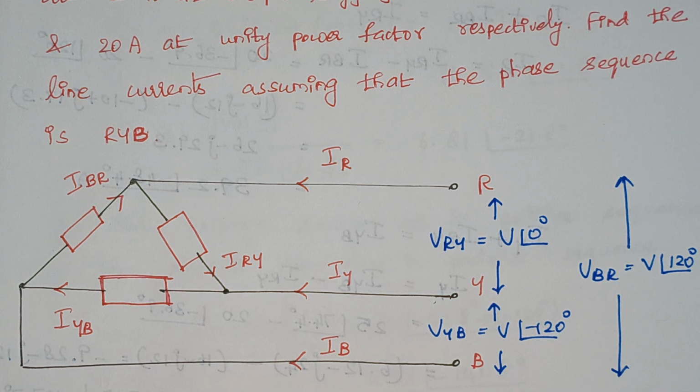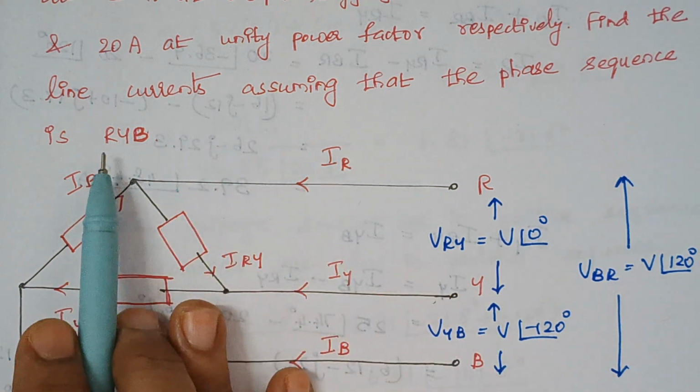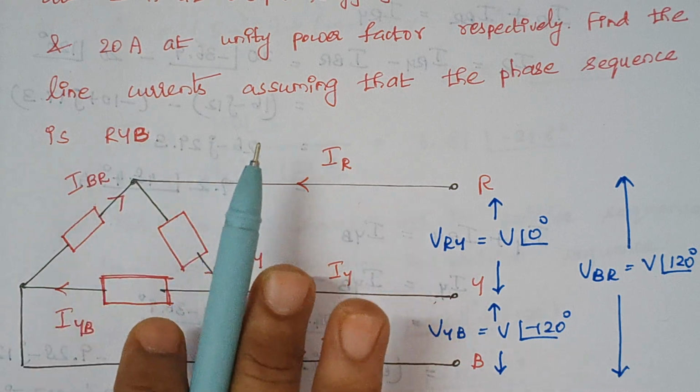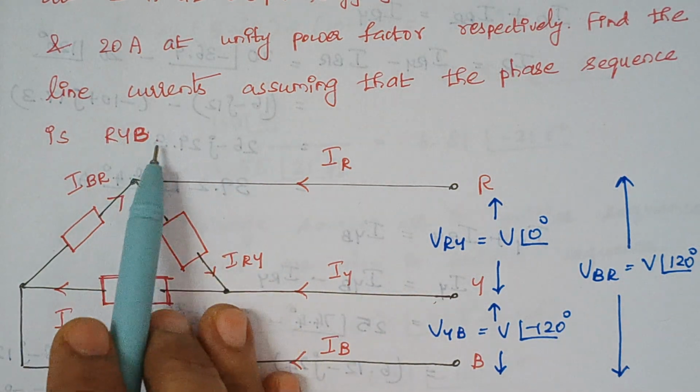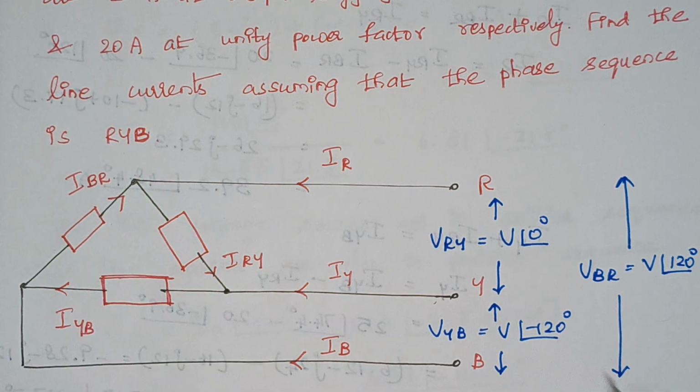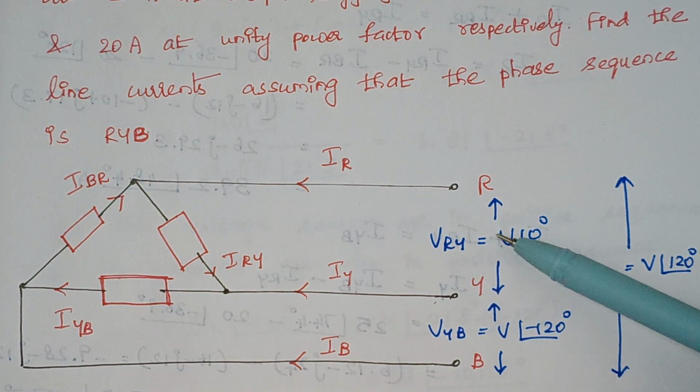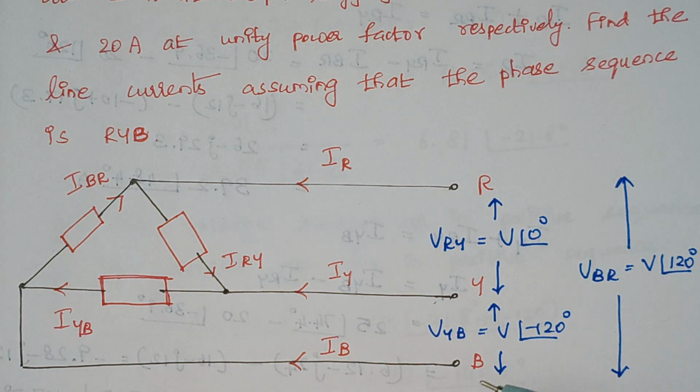Here again the phase sequence is given as RYB, but the voltage is not given. So the sequence is RY, YB and BR. The value of VRY is some voltage V with an angle of 0 degrees, and similarly VYB is V with an angle of minus 120 degrees, because we know they are electrically displaced 120 degrees apart. Finally VBR is V with an angle of either minus 240 or plus 120. They both hold the same meaning.